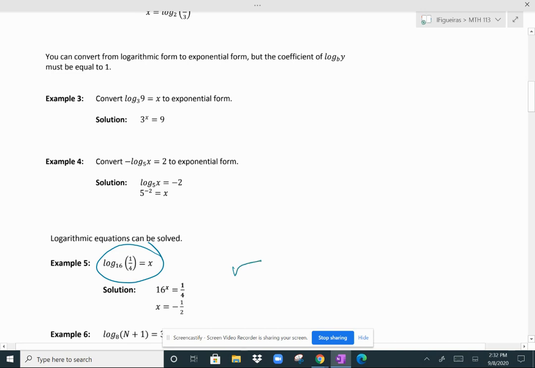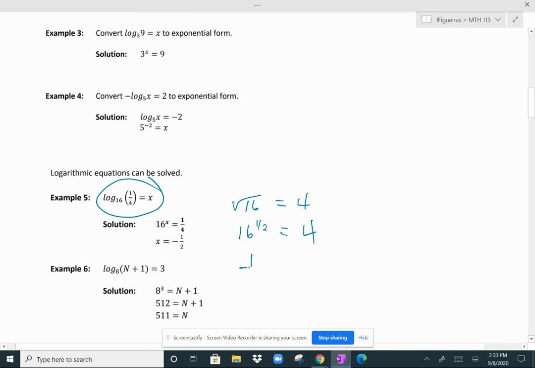Remember the square root of 16 is 4, but I have 1/4. So 16 to the 1/2 is 4. If I need it to be in the denominator, that means that my exponent should be negative. I kind of skipped a step here: 16 to the -1/2 would be the same as 1 over 16 to the 1/2, which would give me 1/4. So your exponent should be -1/2.